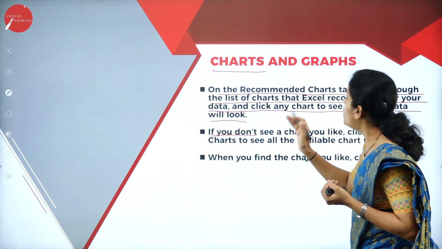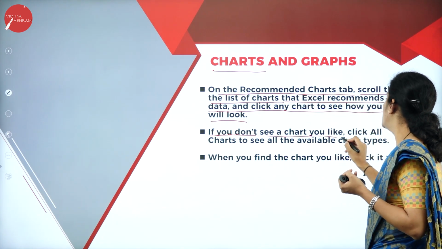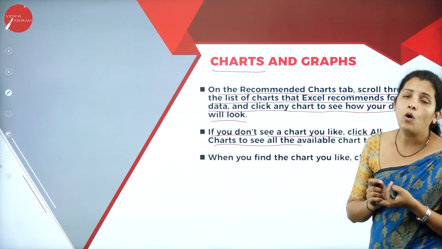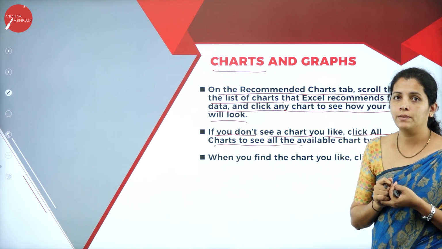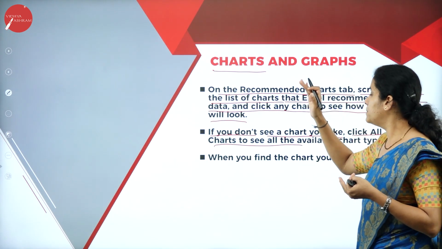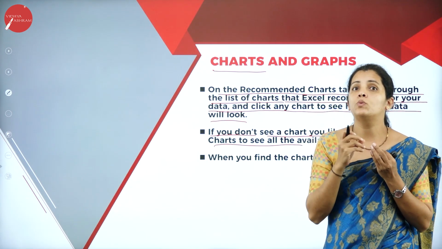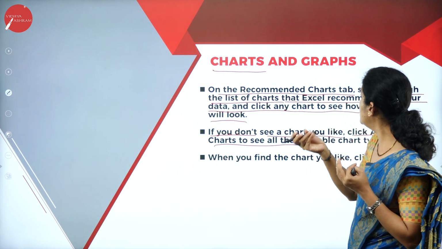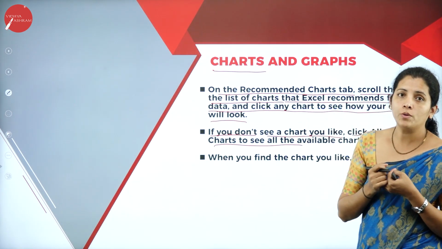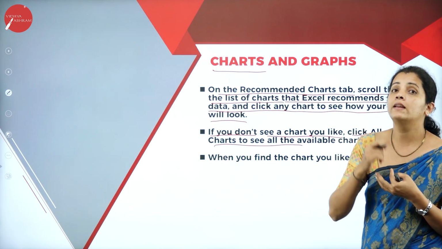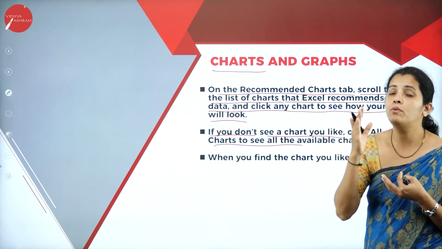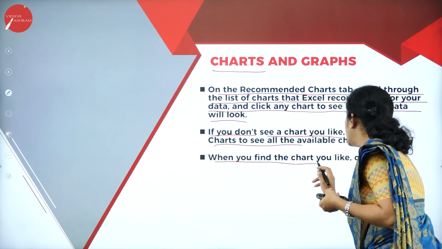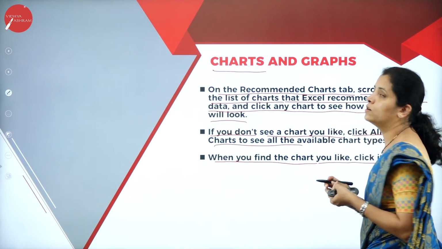If you don't see a chart you like, click All Charts to see all the available charts. That means when you click Recommended Charts, you're going to get only a few options, so what I want to do is select the All Charts option so that I can get all the possible charts. When you find the chart you like, click it, OK.